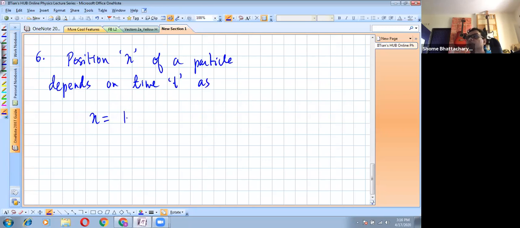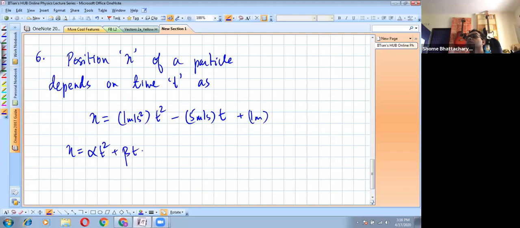So this equation is given to us: x is equal to 1 meter per second square into t square, minus 5 meters per second into t, plus 1 meter. So this is some information that is given to me. You just think of it like a quadratic function. It's like x is equal to some constant alpha into t square plus some constant beta into t plus some constant gamma.